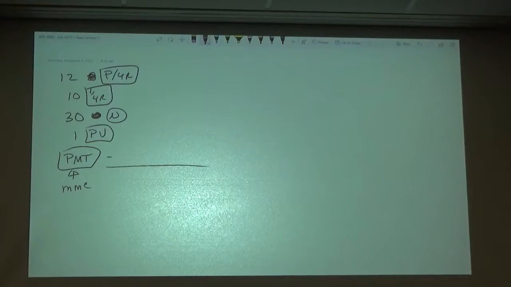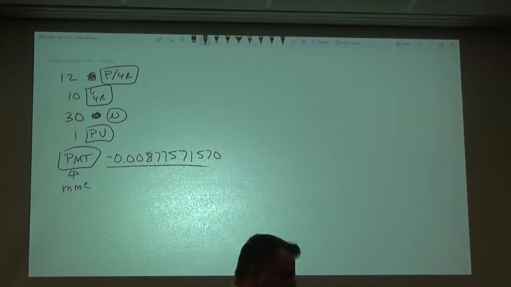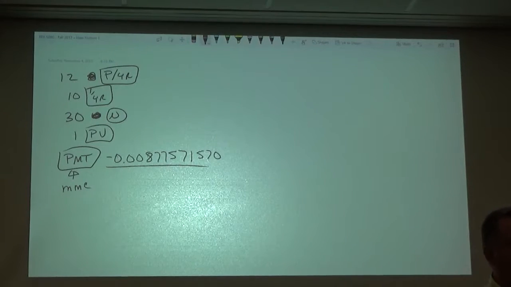Now, look at what you get. You get 0.00877571570. How far do we have to carry that out? It depends on how big your loan amount is and how precise we need to be. But if you remember, the numbers I almost always use over and over again are a $100,000 loan, 10% interest rate, 30 years, and the payment is $877.57.